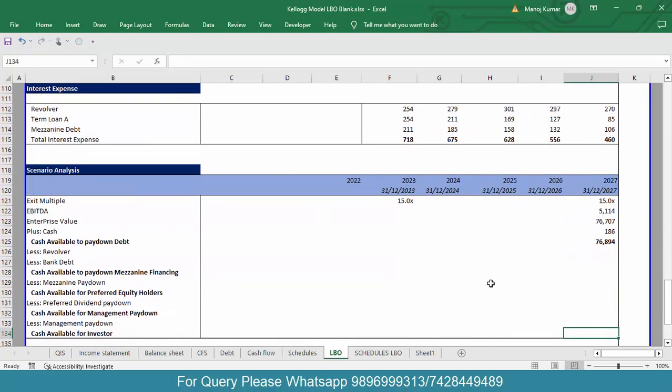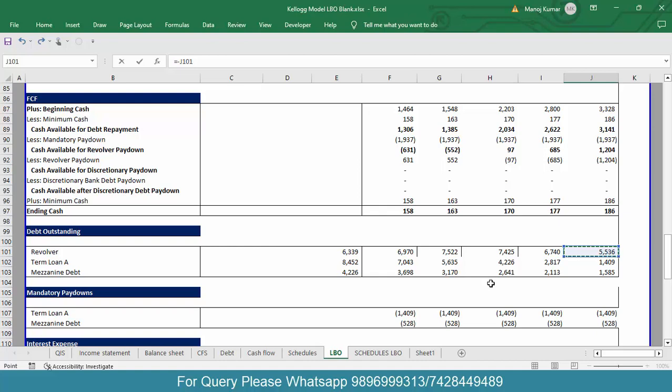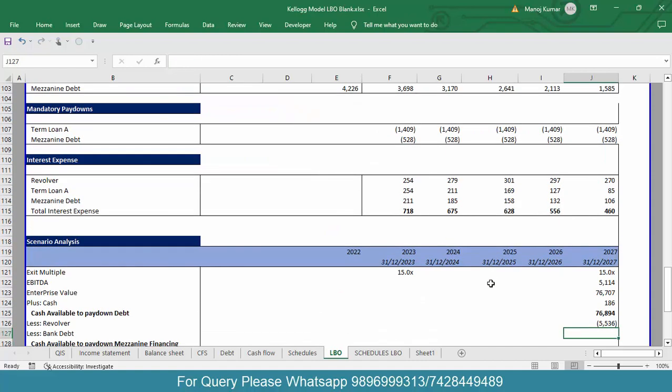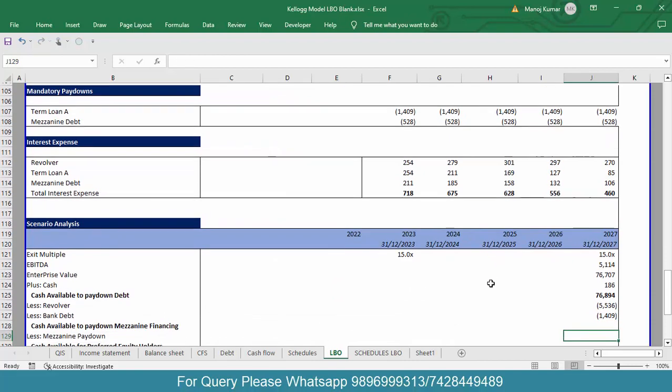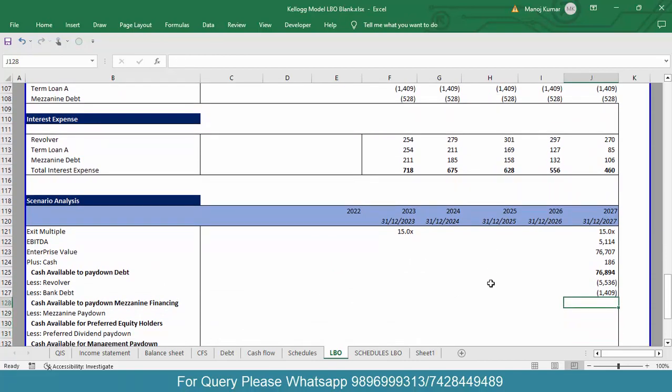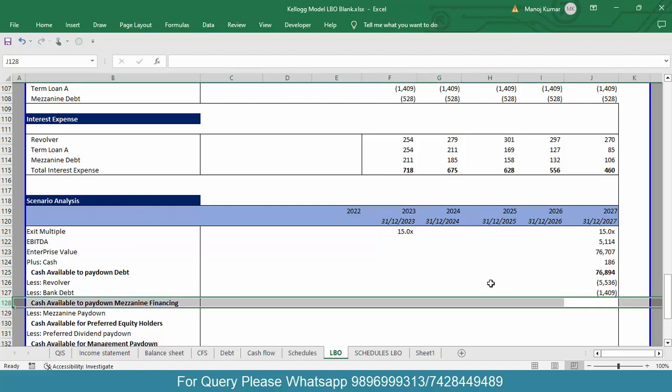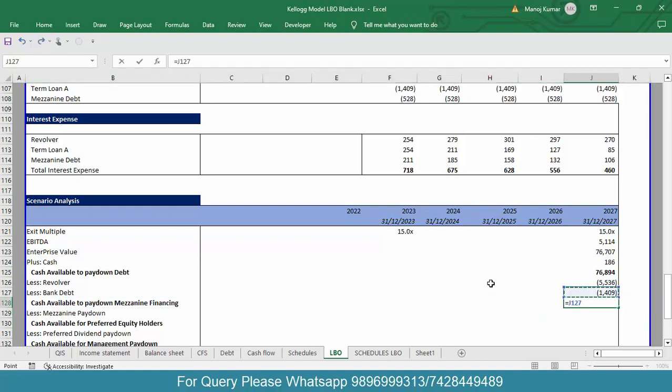Now the revolver: this amount we have to use to pay the debt, equal to minus how much is my outstanding revolver. This is my outstanding revolver, this is the term loan, and this is the mezzanine debt. We need to pay all these three. So I'm taking the first one first, and then the second one. I can bring the third one also here, but we have created one additional line here for how much cash we have available to pay mezzanine debt. However, this was not even required, but we still have that. So this plus this plus this.